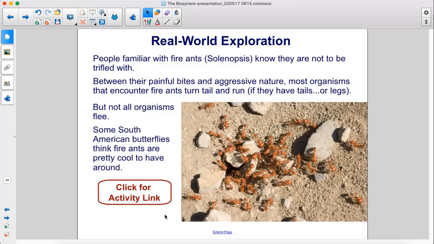People familiar with fire ants know they are not to be trifled with. Between their painful bites and aggressive nature, most organisms that encounter fire ants turn tail and run, if they have tails or legs. But not all organisms flee. Some South American butterflies think fire ants are pretty cool to have around.